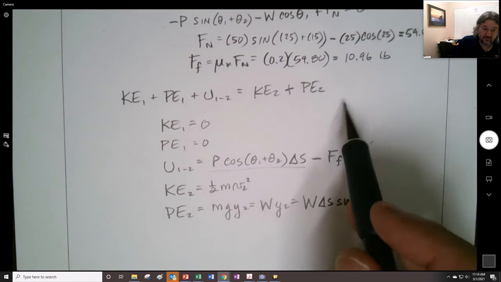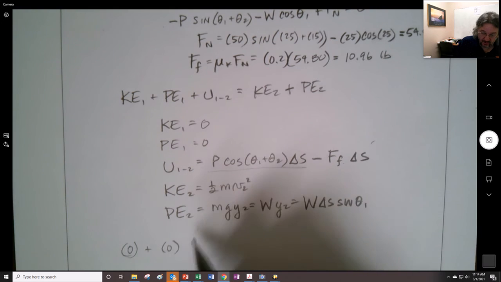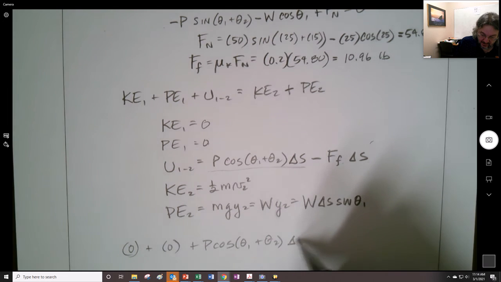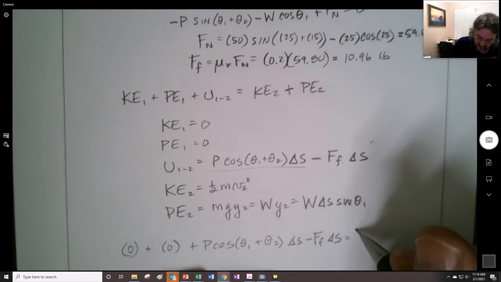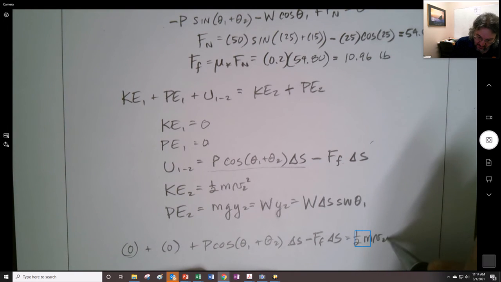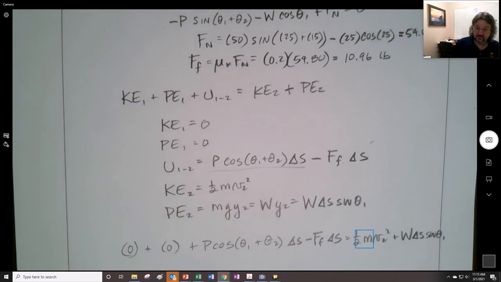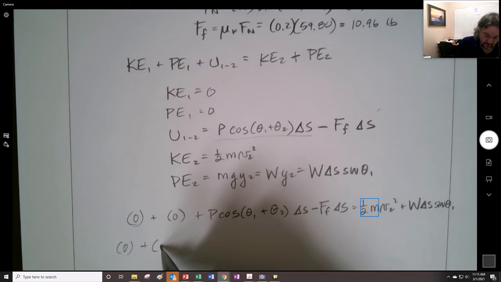So now we just fill in all the blanks right here. 0 is a placeholder. We're going to have P cosine of theta 1 plus theta 2 delta S minus Fs delta S equals 1/2 m v2 squared, and then plus a w delta S sine of theta 1. And we could plug numbers into all these. I guess I kept it going.